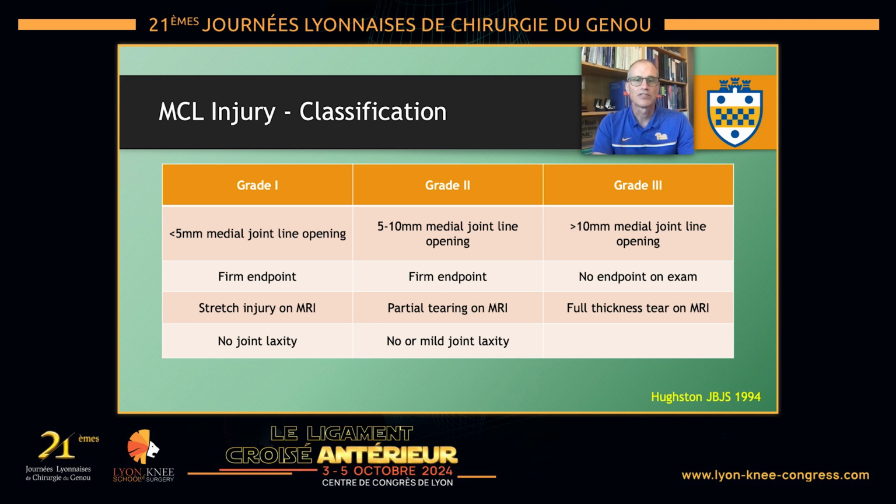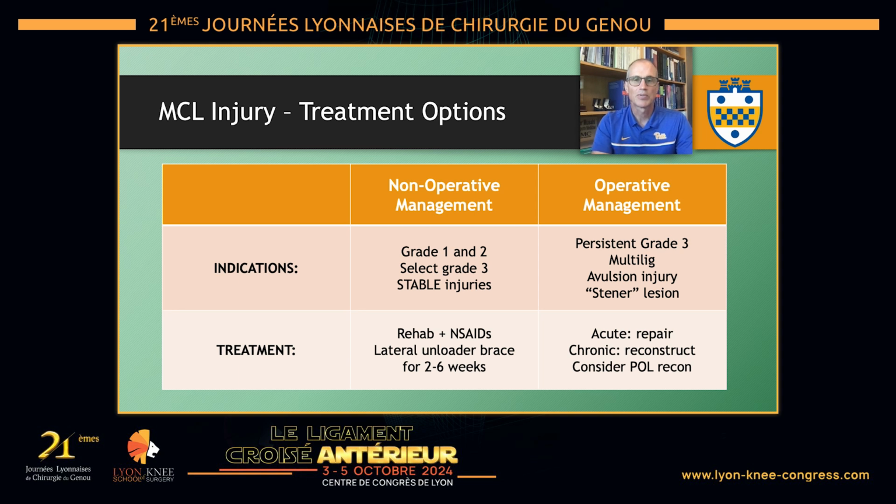So here again is the classification, 5 to 10, and greater than 10, and there's also no endpoint in the case I just showed you. Here are the treatment options, again for the grade 1s and 2s, non-operative treatment, stable injuries. Even if on MRI maybe a grade 3 injury is there, the clinical exam overrules the MRI, and it'll be called a stable injury and likely treated non-op. Final decision, examination under anesthesia.